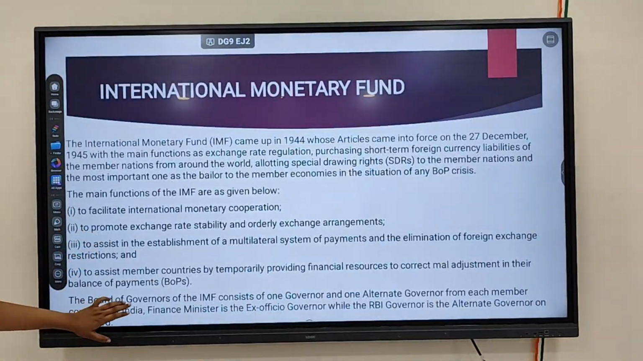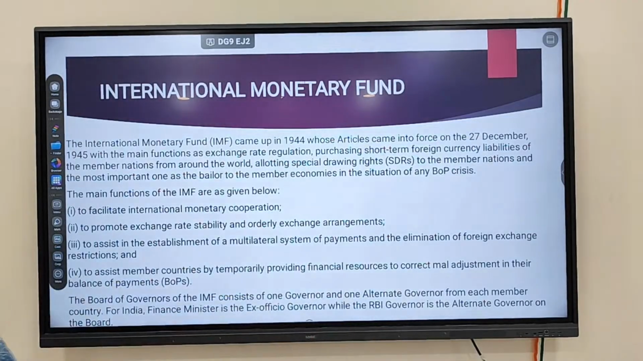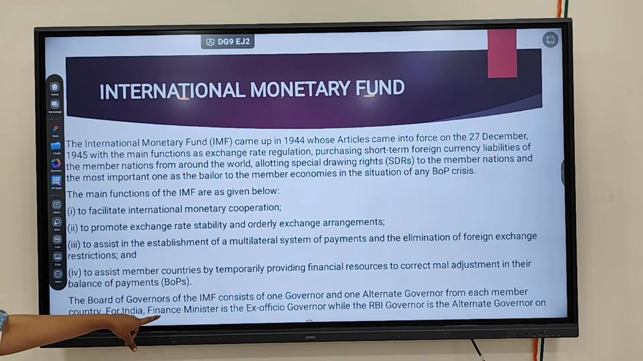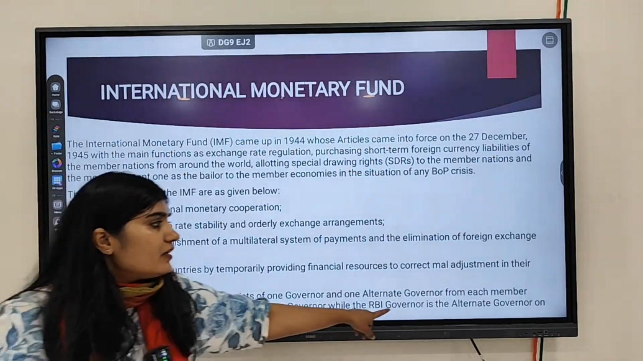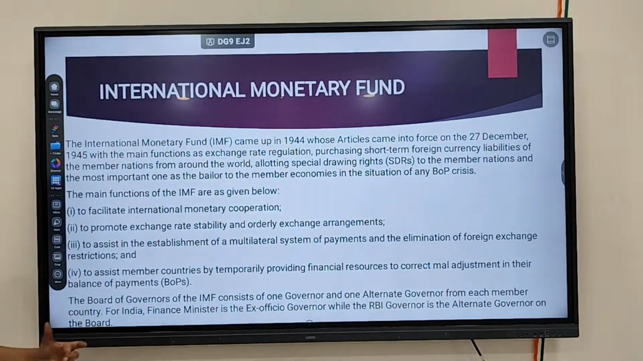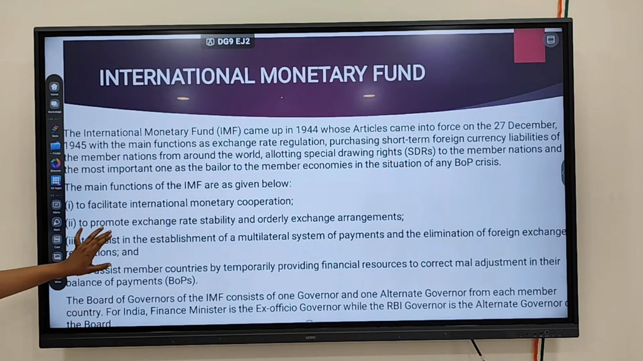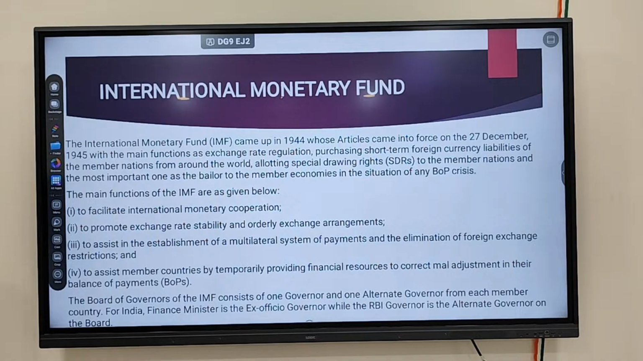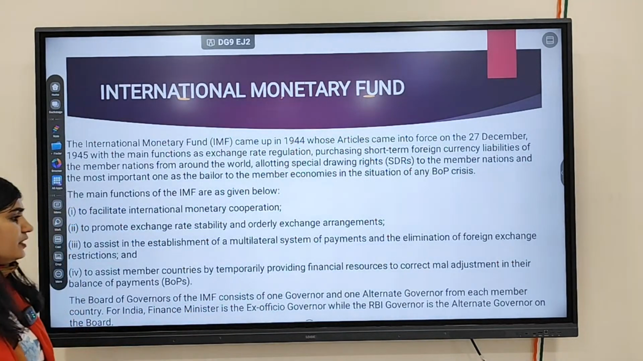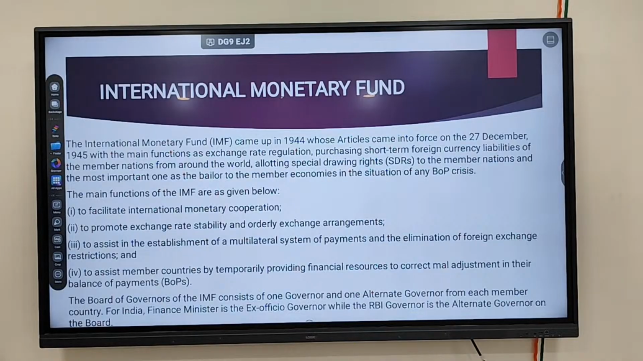Okay. And also, the board of governors of the IMF consists of one governor and one alternate governor from each member country. For India, the finance minister is the ex officio governor. Who is the ex officio governor for IMF? Finance Minister Nirmala Sitharaman. And the RBI governor is the alternate governor in the IMF. They will represent our country, India. Just write down this: the board of governors of IMF consists of one governor and one alternate governor. One governor is the finance minister, another one is the RBI governor. Very important.